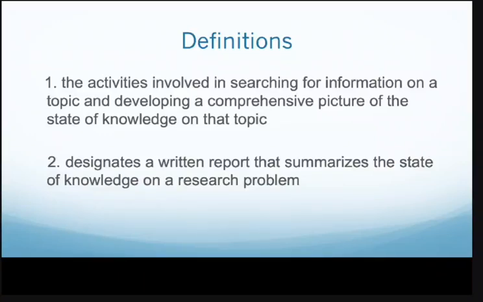It also is a noun in the form that it designates a written report that summarizes a state of knowledge on the research problem. This is placed typically at the beginning of your proposal because it gives some background information and background knowledge for whoever's reading your proposal. I put an example of a proposal online, and I may have put that in the Start Here folder if I was really wise about it.